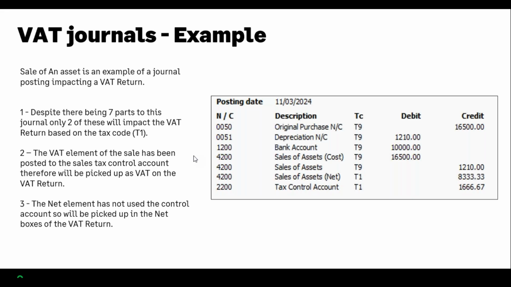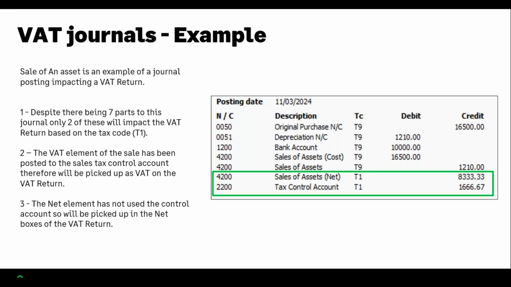So we've got sale of assets and tax control account, nominal codes 4,200 and 2,200. Your sale of assets is T1. In this instance, it's a credit of £8,333.33. The VAT amount on your tax control account, again T1, at 20% is £1,666.67. This is directly from our help guide, so you'll see the same thing on our help center.